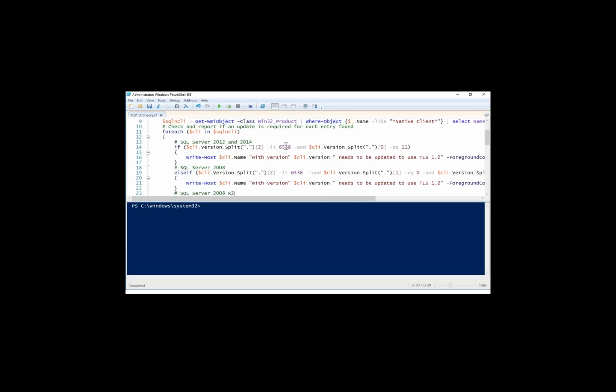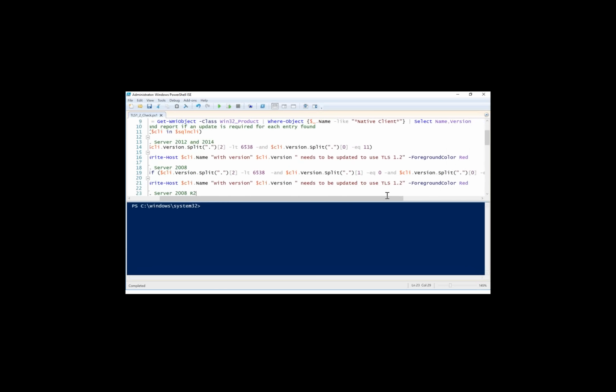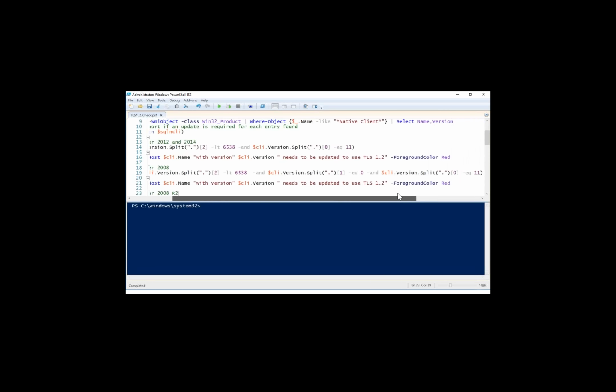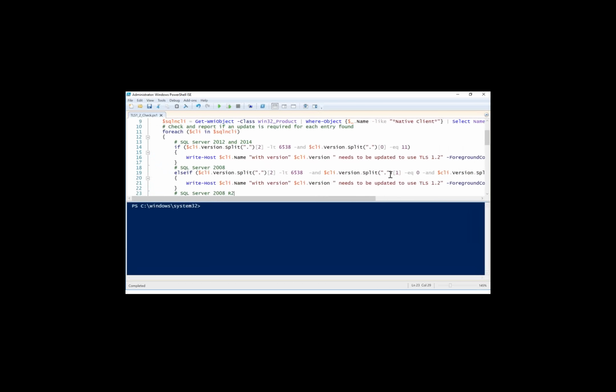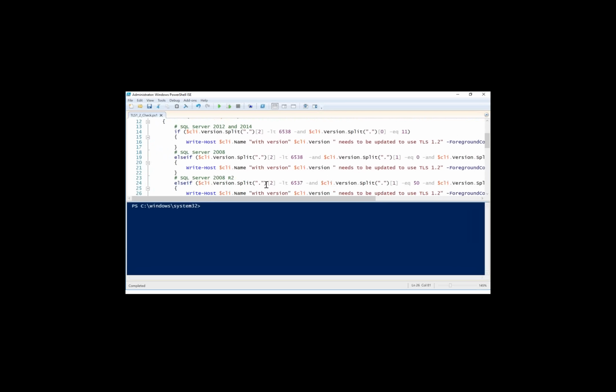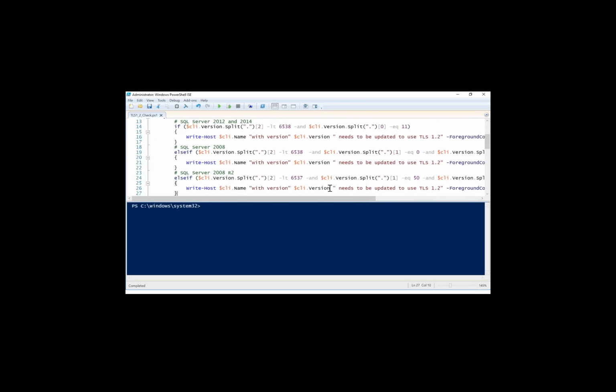If that's the version available, then I don't need to do anything. If it's not, then I mention that it needs an update. If it's Server 2008, then I look for 10.6538. Okay, so I think I need to update that. So for the version which is 2008 R2, which is 6537 and 50, this is the update that I require. So basically, I'm doing a programmatic check.